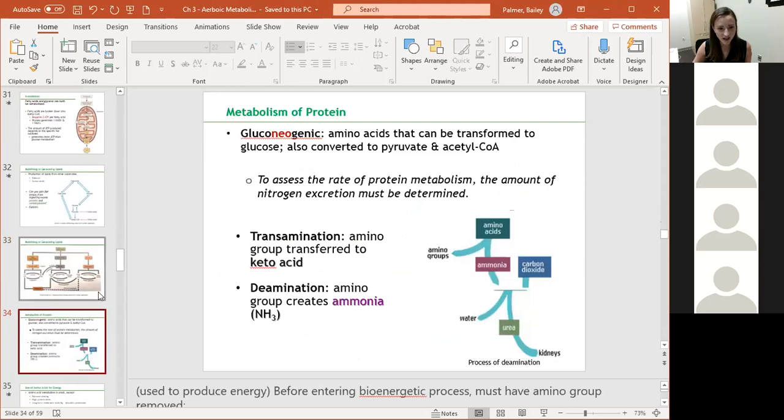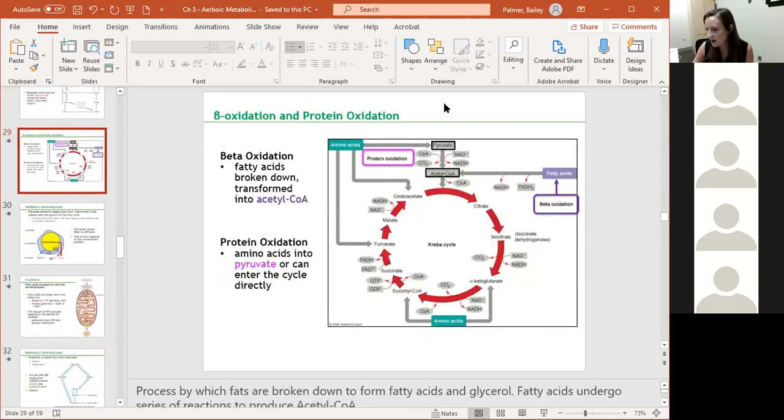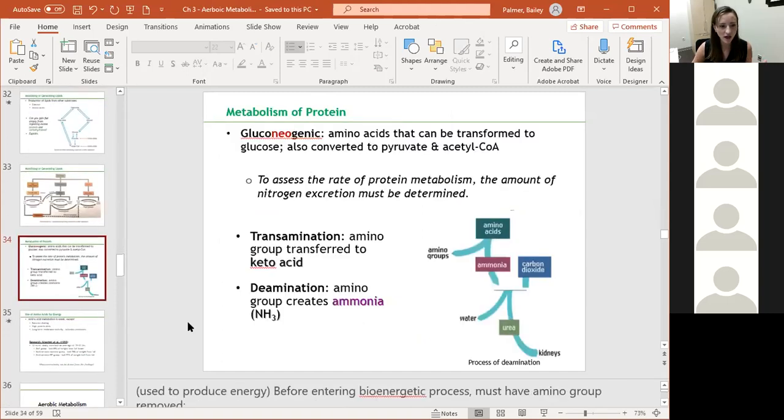But the next topic is protein oxidation. So right here, in protein oxidation, we see that amino acids can enter into the Krebs cycle. So they can enter straight into it and still produce ATP. So let's talk about the 2 ways that we can metabolize protein. And you do have to know this for your exam: transamination versus deamination.